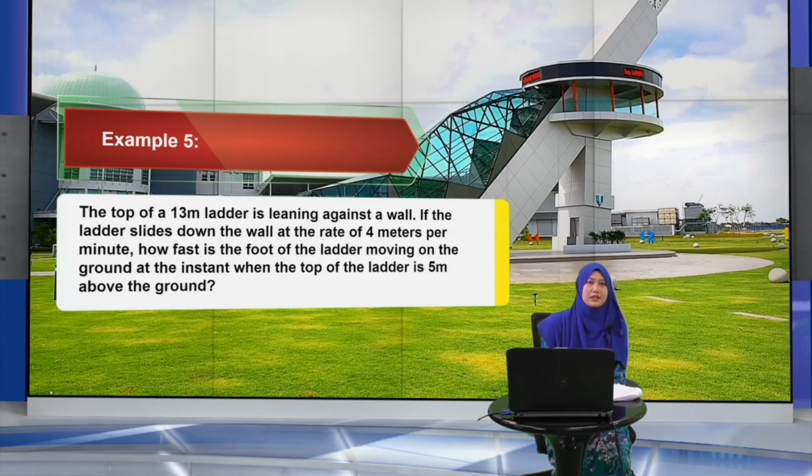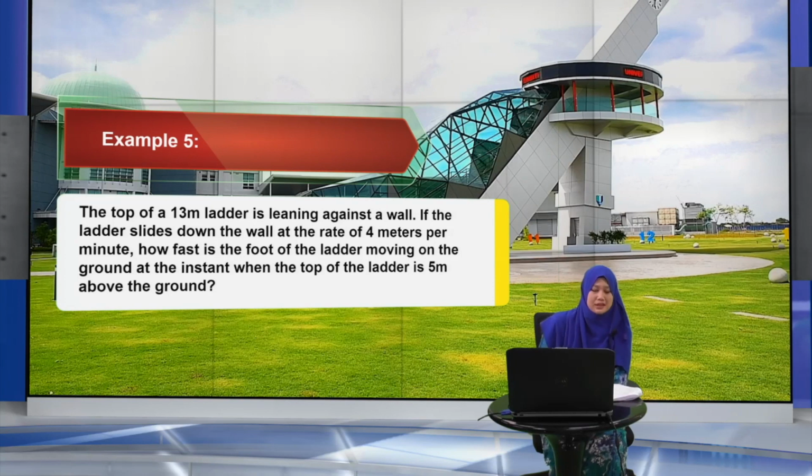Example 5. The top of a 13-meter ladder is leaning against a wall. If the ladder slides down the wall at the rate of 4 meters per minute, how fast is the foot of the ladder moving on the ground at the instant when the top of the ladder is 5 meters above the ground?